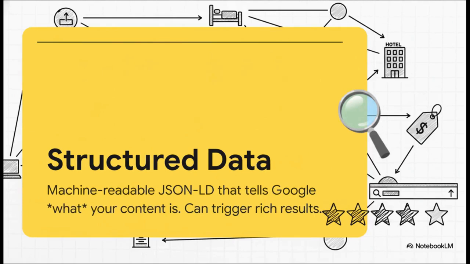And finally, we have structured data. This is extra information we embed in the page using a machine-readable format called JSON-LD. It explicitly tells Google what the content on the page is. This is a hotel, this is a room, this is a price. When you implement this correctly, it can trigger what are called rich results in Google search, things like star ratings and pricing that show up right there in the search listing.